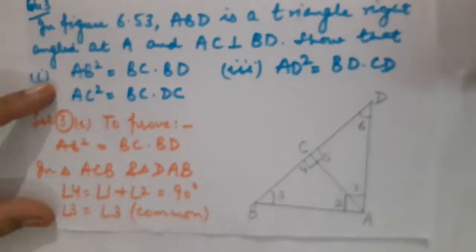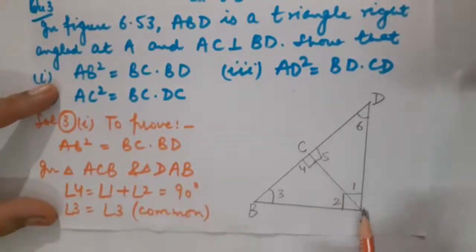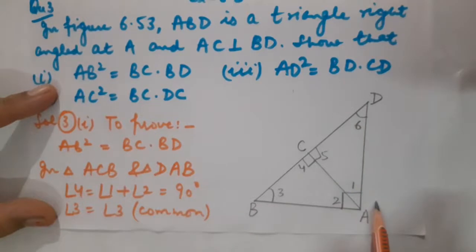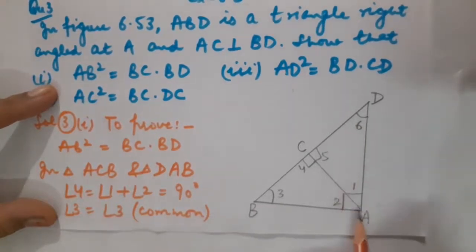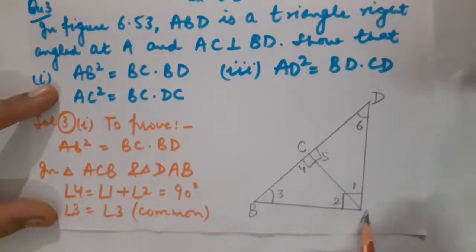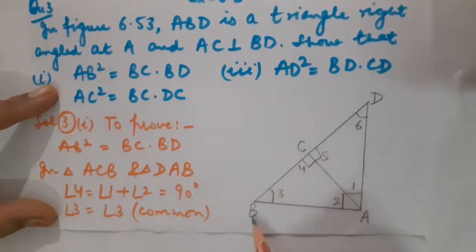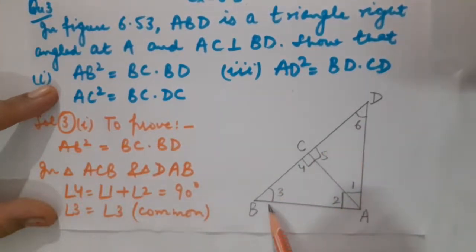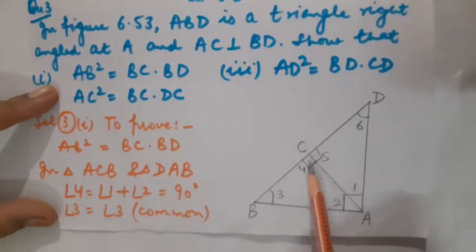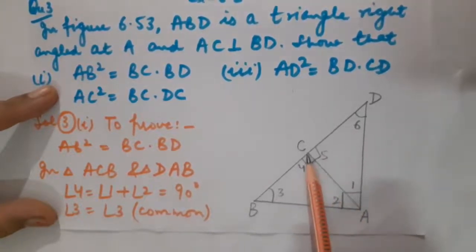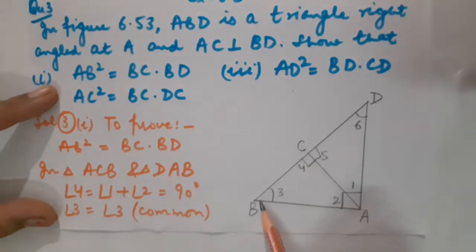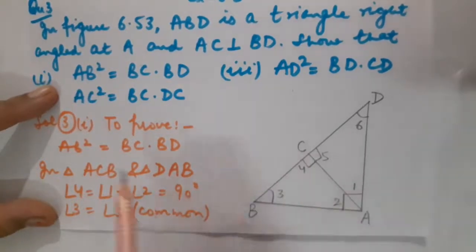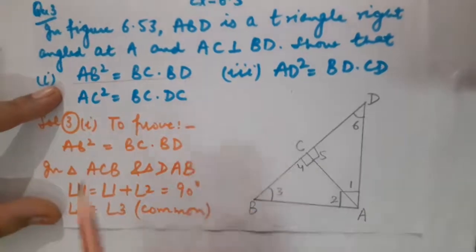Now just look at the diagram. This is triangle ABD, which is a right angled triangle, right angle at A. Correct? And a perpendicular is drawn from this right angle to the hypotenuse. What is the hypotenuse? Definitely BD is the hypotenuse, in triangle ABD. So one more perpendicular is drawn from this right angle to its opposite side, which is the hypotenuse.